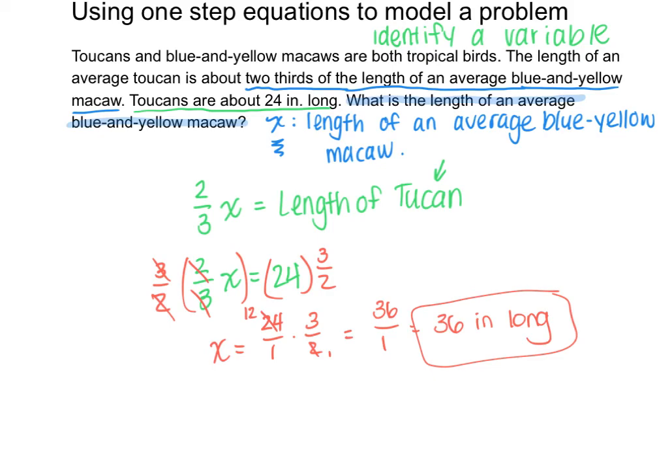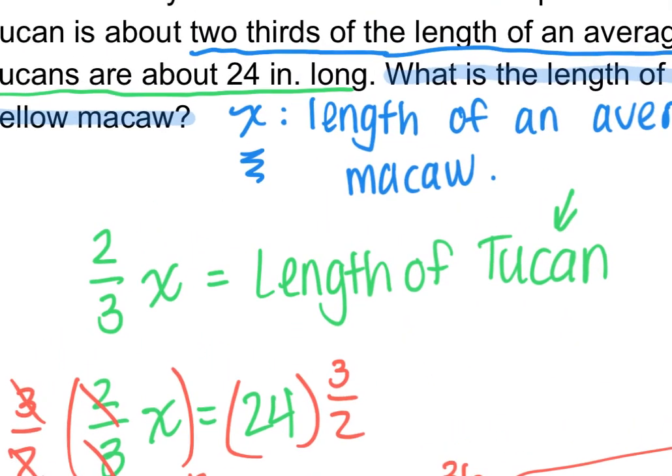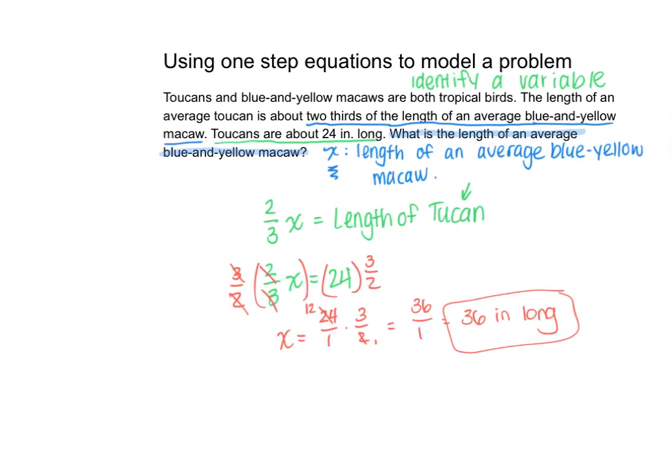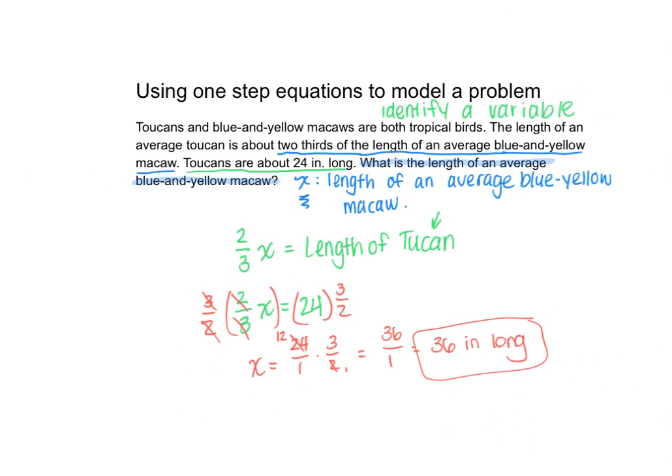Guys, the key here is that blue highlighted section. You must identify a variable, and in our case we identified x as the length of an average blue yellow macaw. All right, so now we got some practice.